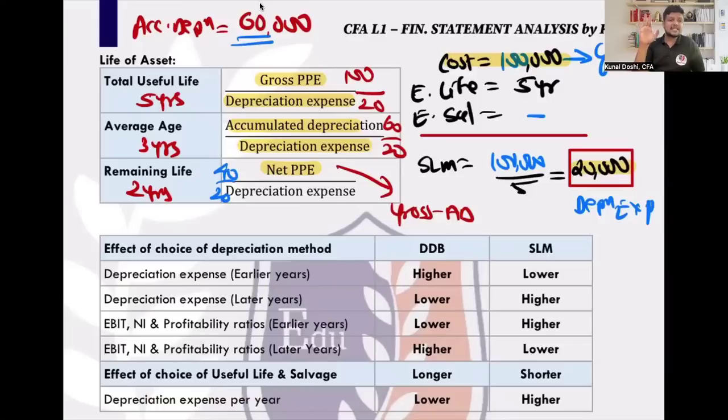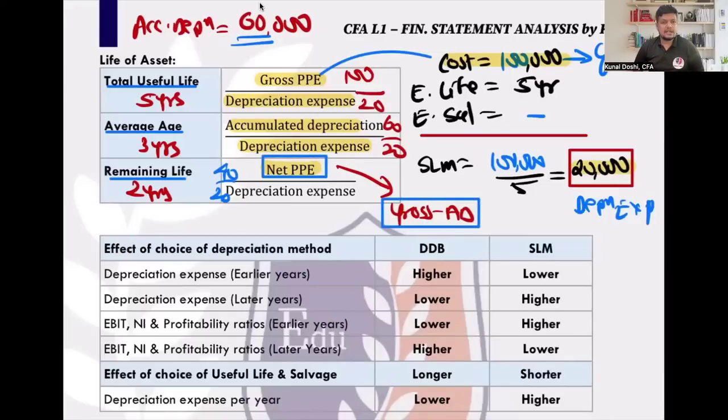Everyone understands this equation? Total useful life, average age, and remaining life. Gross PPE is also called the historical cost. Accumulated depreciation is the total depreciation till date on the asset. And the net PPE is nothing but the carrying value, that is gross minus accumulated. Is this clear, everyone in the class?